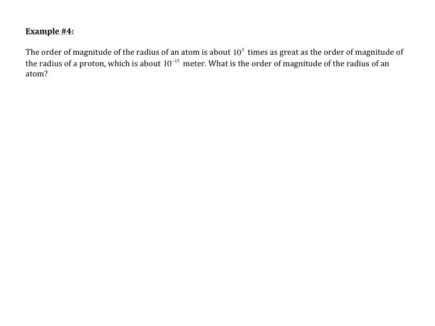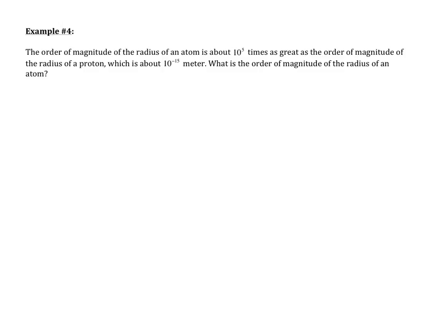And now in example number 4, we're back to doing the problems with the order of magnitude. It says the order of magnitude of the radius of an atom is about 10 to the 5th times as great as the order of magnitude of the radius of a proton, which is about 10 to the negative 15th meter. What is the order of magnitude of the radius of an atom?